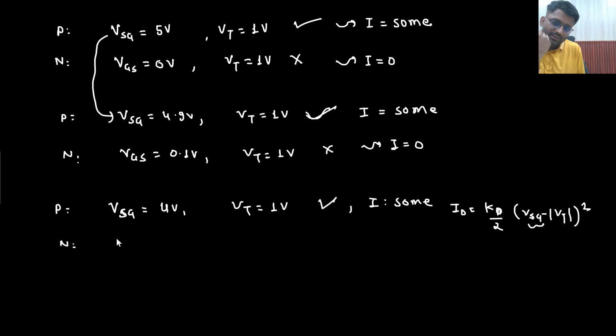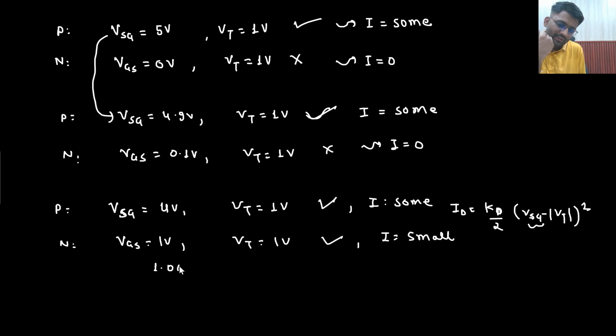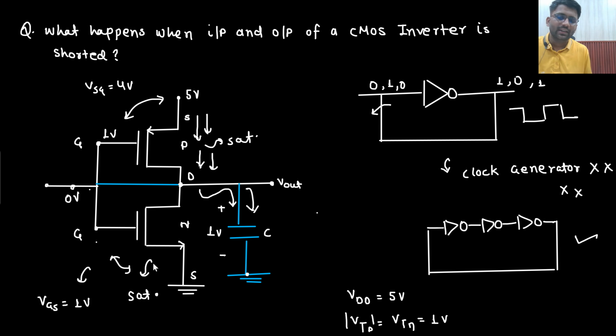And what about NMOS? VGS has become 1 volt. VT is also 1 volt. Now, yes, it will turn on, so it will drive a very small current. Let's call it 1.001 volt. So VGS is greater than VT now, right? That's why it will drive some current. So now it has started driving some current.